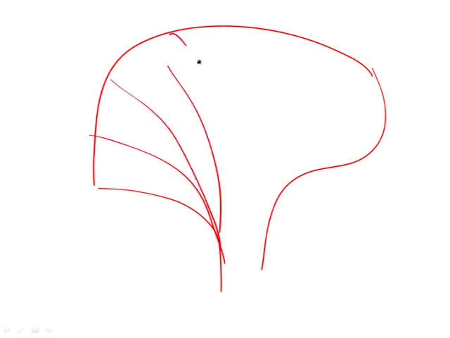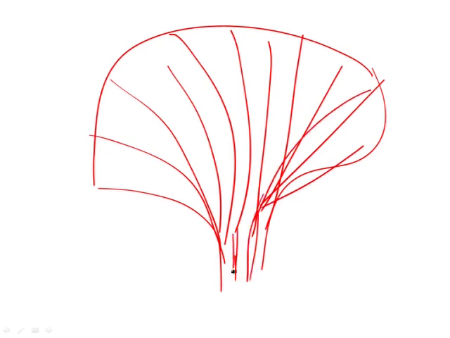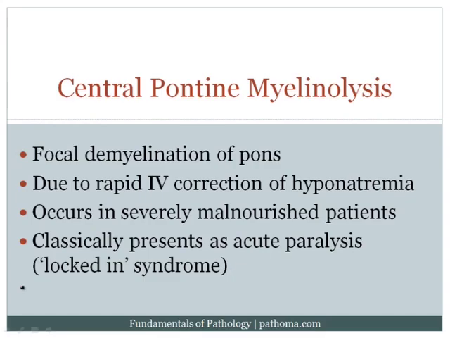Let's go back and remind ourselves that if this is sort of the cortex of the brain, and then everything is coming down into a brainstem, remember that everybody is sort of feeding into this highway. So all of the axons that are going to be running through this system are all going to come through the pons. And so one of the consequences of central pontine myelinolysis, and particularly high yield for board exams, is that you classically get something called locked-in syndrome.